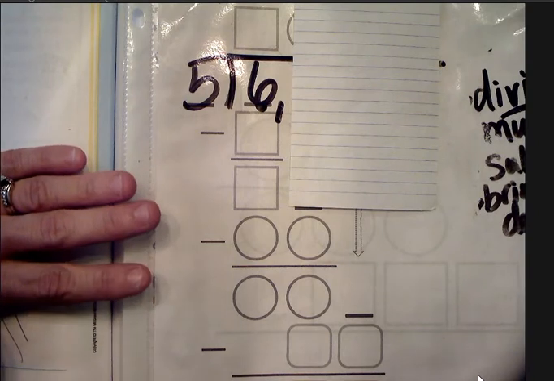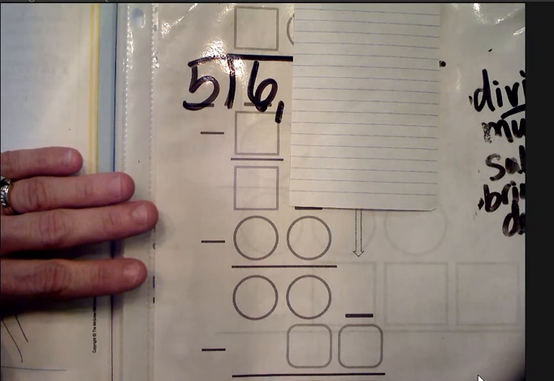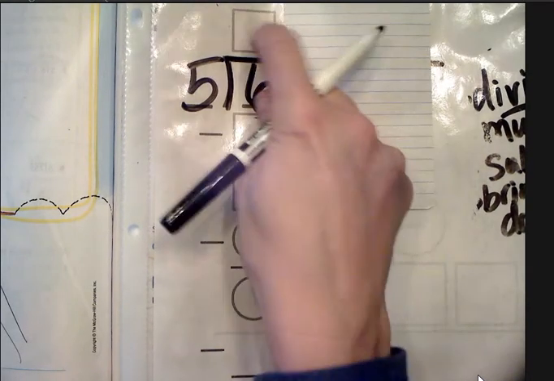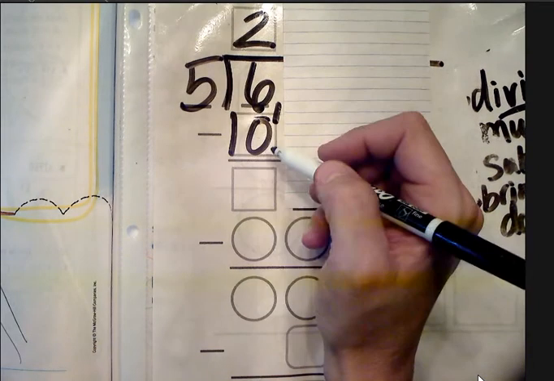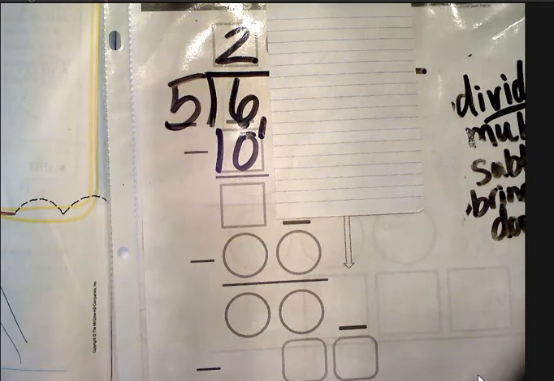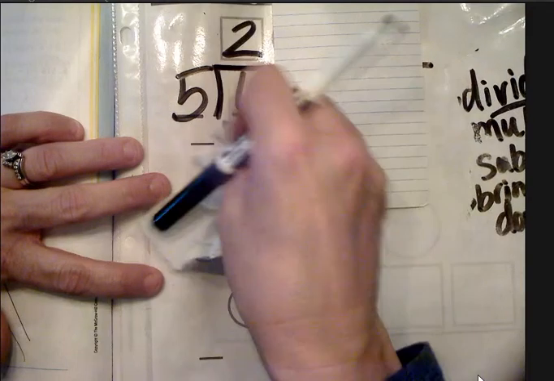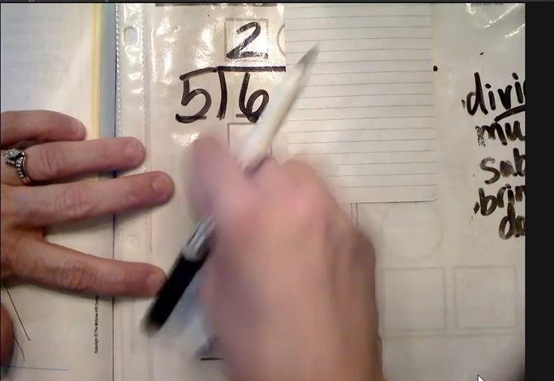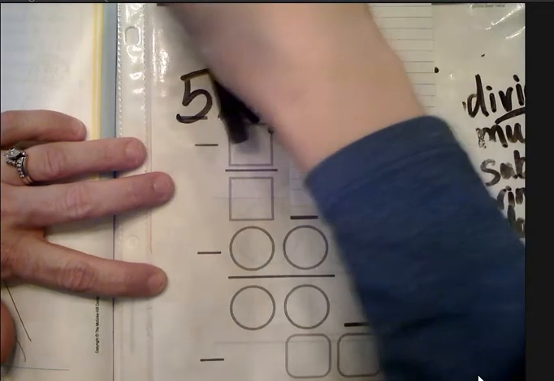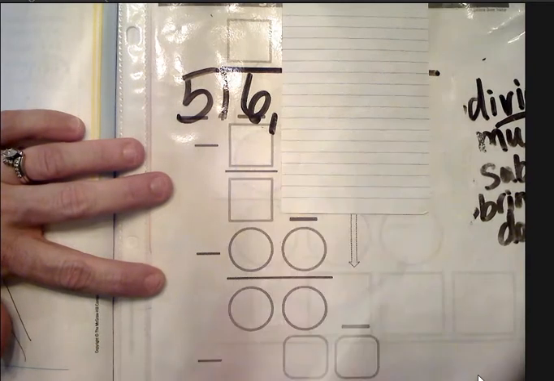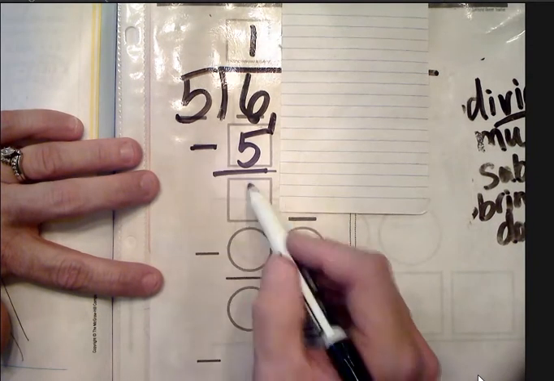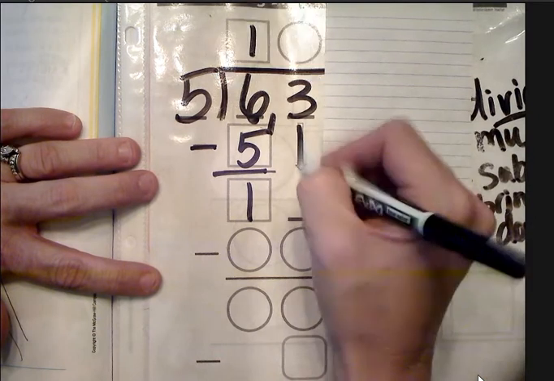How many times can 5 fit into 6? Well, just once. Now I multiply. 1 times 5 is 5. Now, just for sake of argument, let's see what happens here if I said I thought it was 2. 2 times 5 is 10. Wait, I can't take 10 away from 6. If your number down there is bigger than the number above, you know you've done something wrong. So it's a 1. 1 times 5 is 5. We subtract. 6 minus 5 is 1. Now we bring down a 3.